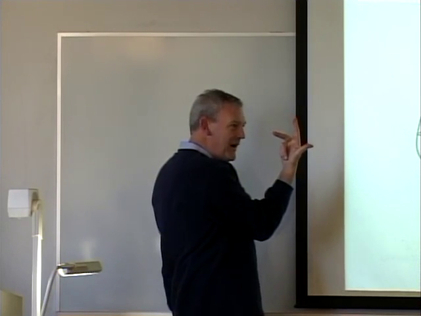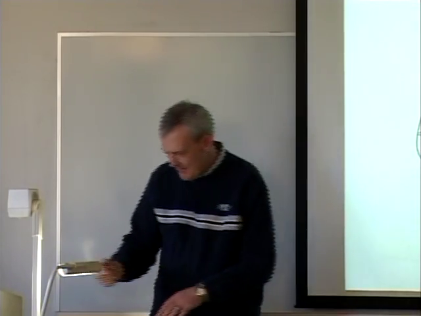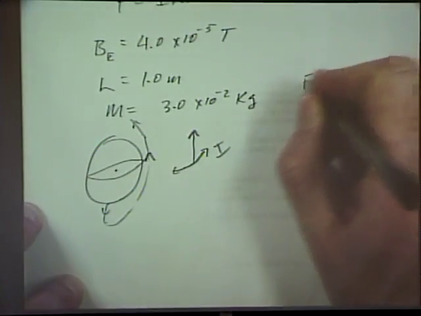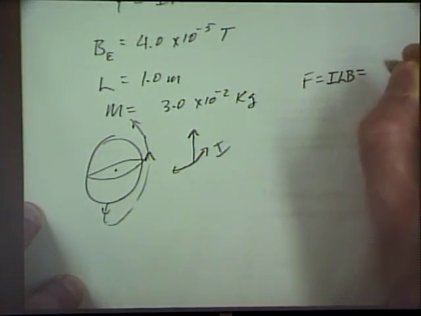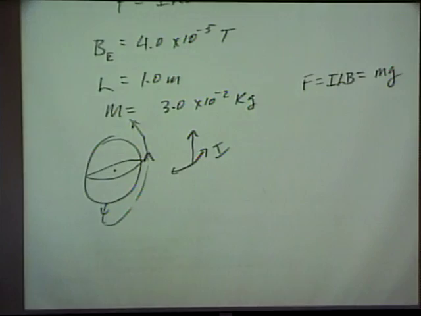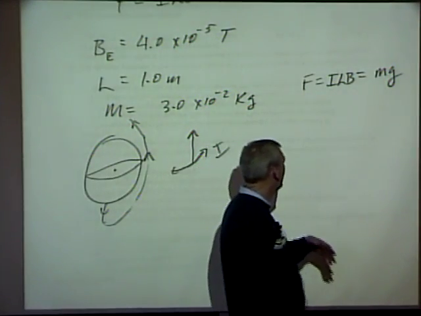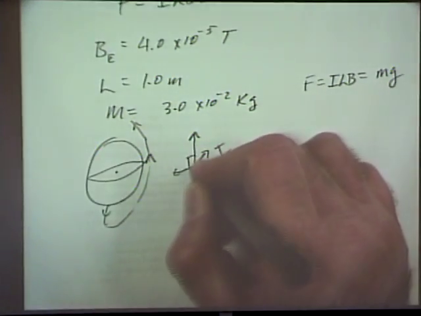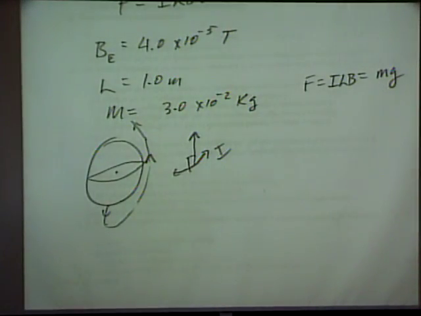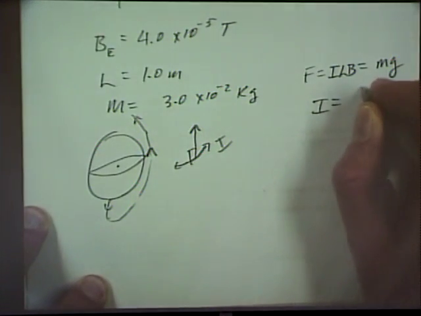How much current do I need for this thing to oppose gravity? So I just have this pretty simple little equation: F equals ILB, which should equal mg, because I want the sum of my forces to equal 0. This is a 90-degree angle here. And so the amount of current that I'm going to need is I equals mg over LB.